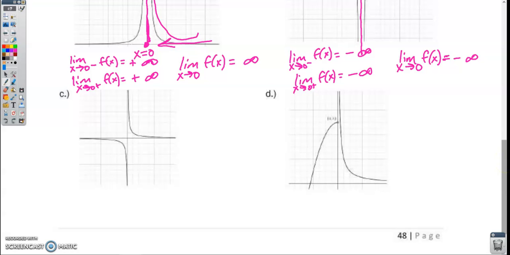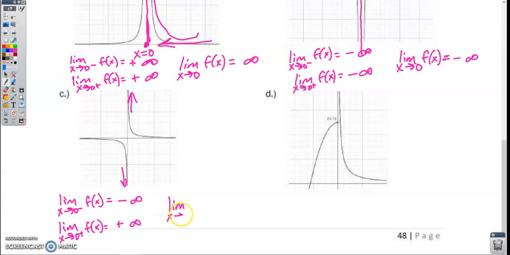Two more to look at here. In part C, the limit as x goes to 0 from the left. Well, now the function's going down, that's going towards negative infinity. And the limit as x goes to 0 from the right in this case is positive infinity, so that goes up without bound. Since the left and right-hand limits don't agree, in this case we're going to say that the limit as x approaches 0 of the function does not exist.